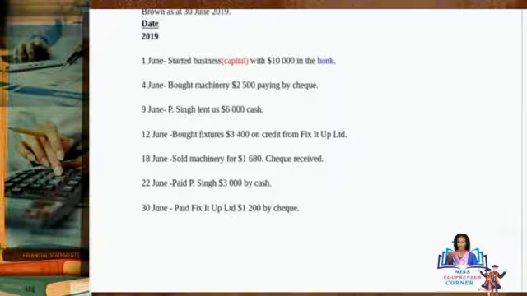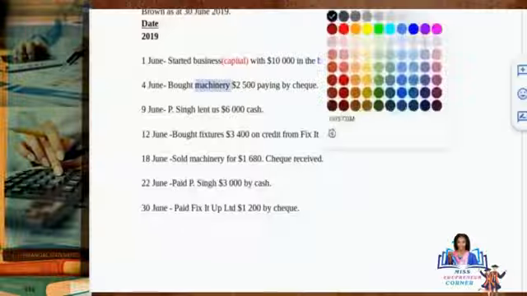On June 4, bought machinery $2,500 paying by check. So the machinery account would be debited because machinery is an asset, and the asset is increasing right here. And as an asset increases, we are to debit. So we're going to place the machinery account in blue.